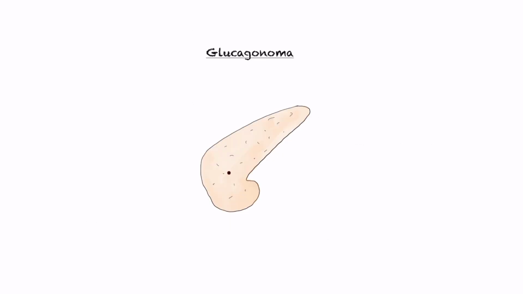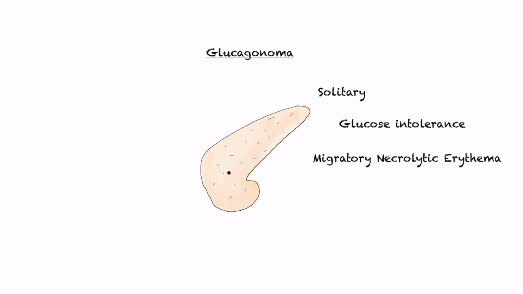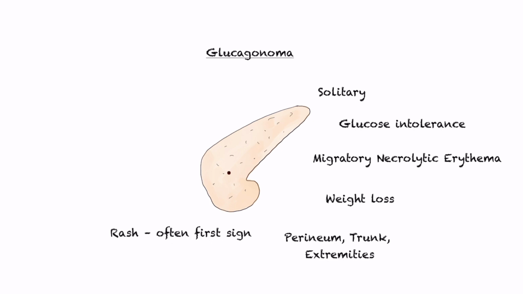Glucagonoma. Glucagonomas secrete glucagon, causing hyperglycemia. These tend to be solitary pancreatic tumors. The most common symptoms of the disease are glucose intolerance, migratory necrolytic erythema, and weight loss. The migratory rash tends to start in the perineum and then spreads to the trunk and extremities and is often the first manifestation. Approximately 60% will have liver metastases at diagnosis.